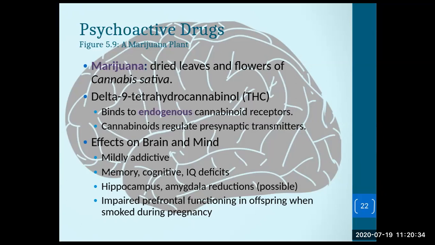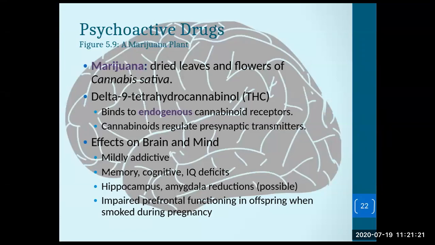So marijuana is the dried leaves and flowers of the plant called cannabis sativa, and the main psychoactive ingredient in marijuana is called THC, which stands for, as you can see, delta 9 tetrahydrocannabinol. Now, THC is what produces the high properties of marijuana, and it does that in the brain by binding to the endogenous cannabinoid receptors. So the receptors themselves are already found in the brain, of course, and the THC binds to them like a lock and a key.